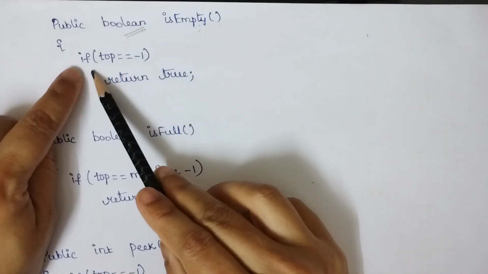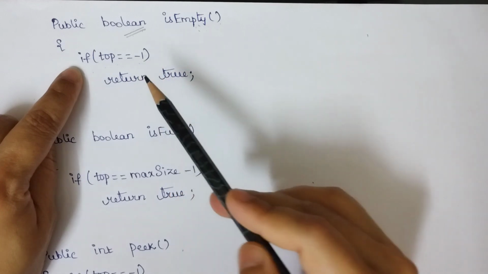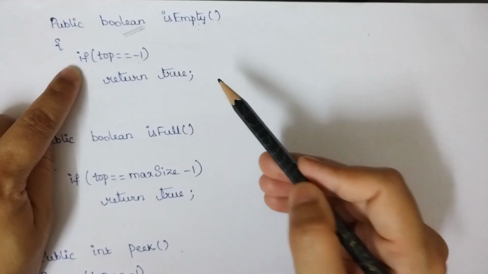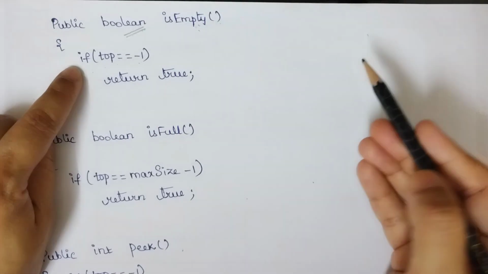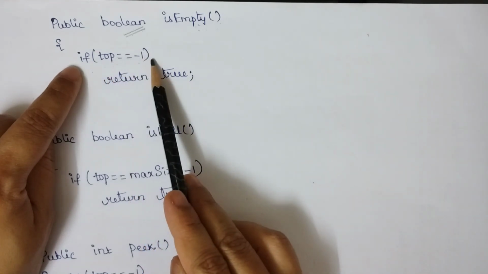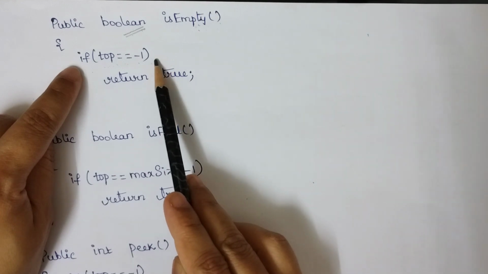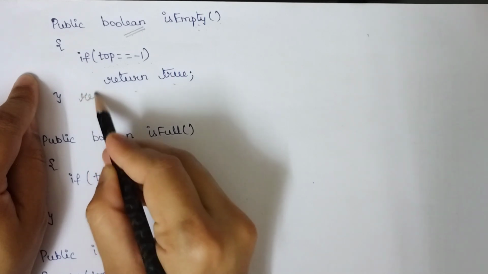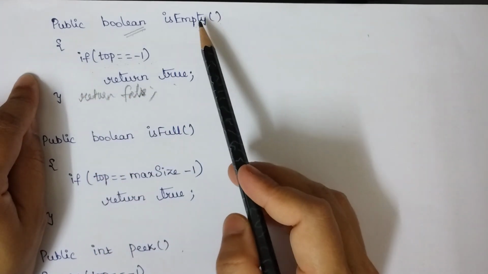And here, what is the condition you are checking? Top is equal to -1, because you initialized the top value as -1. And when is the top value -1? When the stack is empty. So if you want to check whether your stack is empty, you can directly check whether the top value is -1 or not. If top is equal to -1, it means your stack is empty, so it should return true. Otherwise it should return false. This is how you check whether your stack is empty or not.